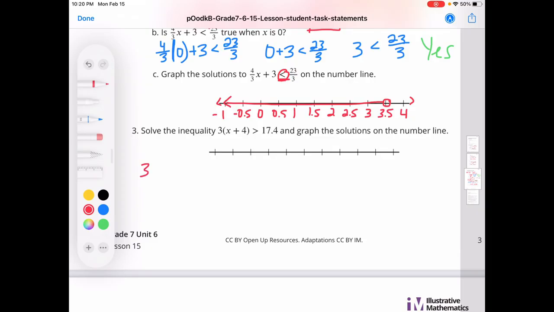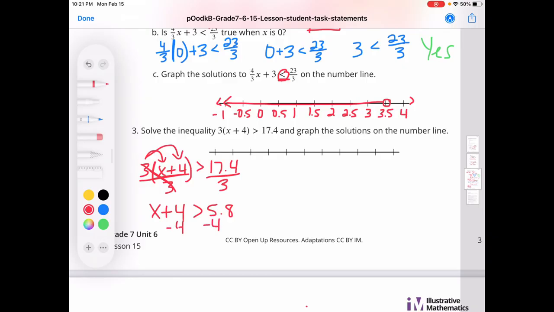So we have 3 times x plus 4 is greater than 17.4. So first I'm going to divide both sides by 3, or you could use the distributive method. Either one works. If I divide by 3, then that just leaves me with x plus 4 is greater than 17.4 divided by 3, which is 5.8. And then I need to subtract 4 from both sides. So that tells me that x needs to be greater than 5.8 minus 4, which is 1.8.